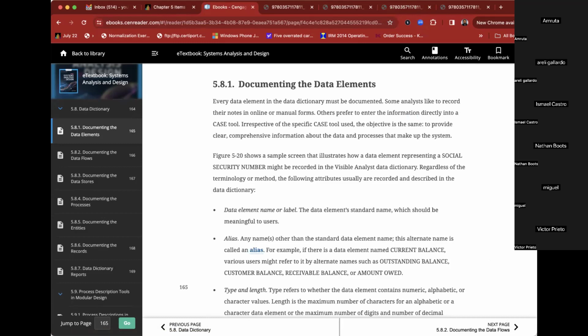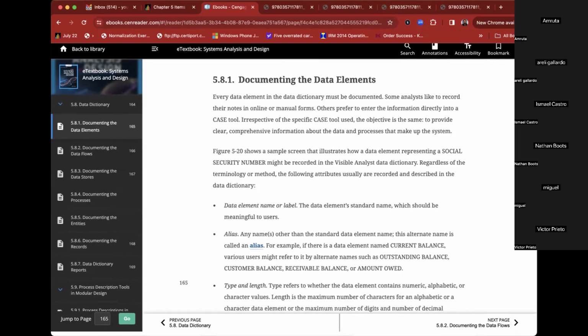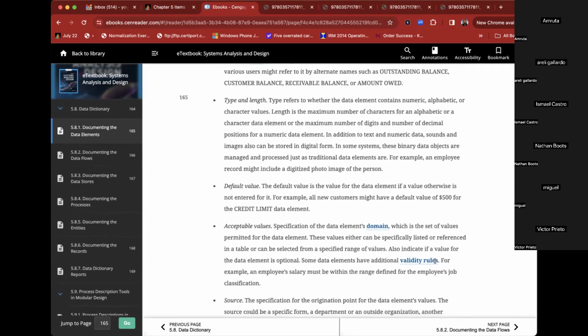Documenting data elements. When you are putting a data element down in a data dictionary, you need to make note of the data element's name. You need to come up with its aliases, its type, its length, and all of this information will then be taken by the database developer and the programmer when they're defining entities, defining fields, declaring variables, and coming up with instance properties. It's all coming from your data dictionary.